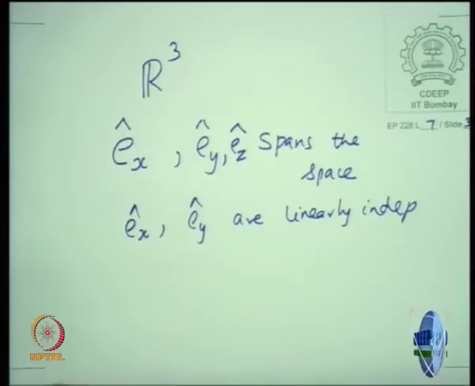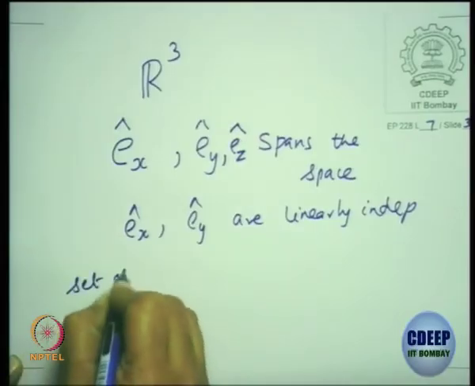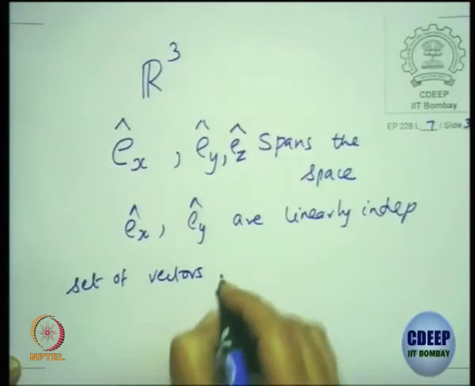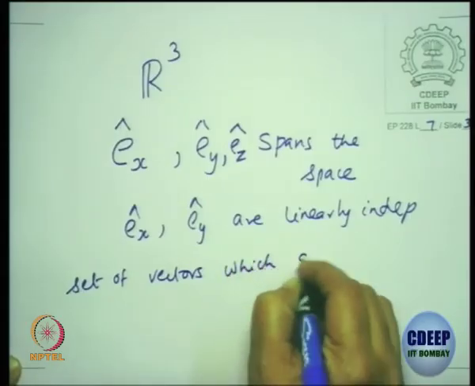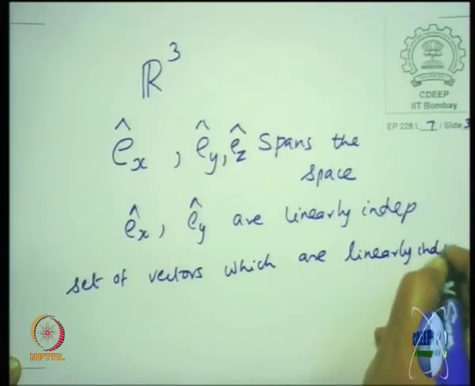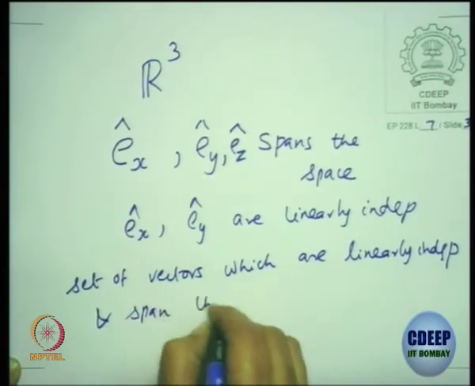So you should have a set of vectors which are linearly independent and span the space.